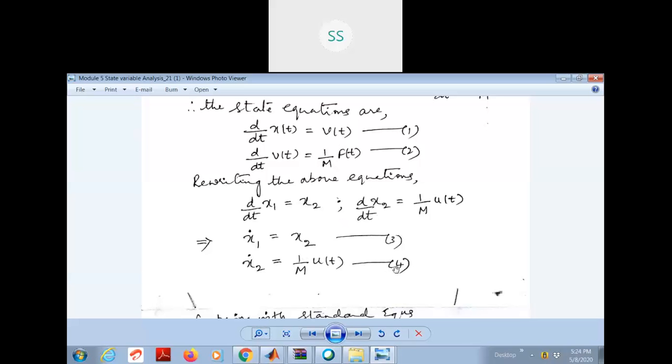Okay. So therefore using 1 and 2 we have arrived at equation 3 and 4. So now these equation 3 and 4 can be compared, of course, with the standard equation. Now in the previous state model, these equations we have written up to n number of times: x1 dot, x2 dot, x3 dot, up to xn dot.